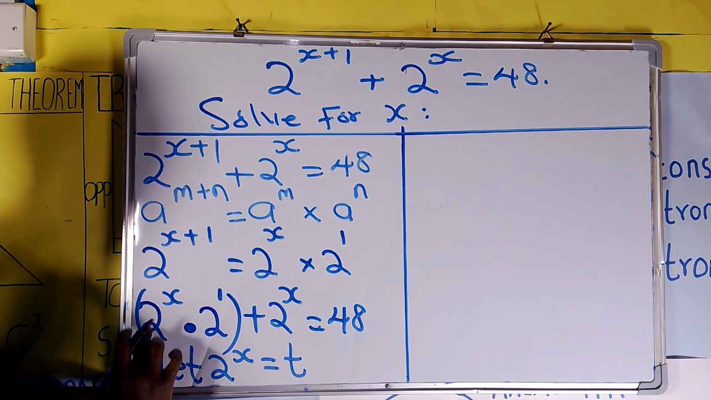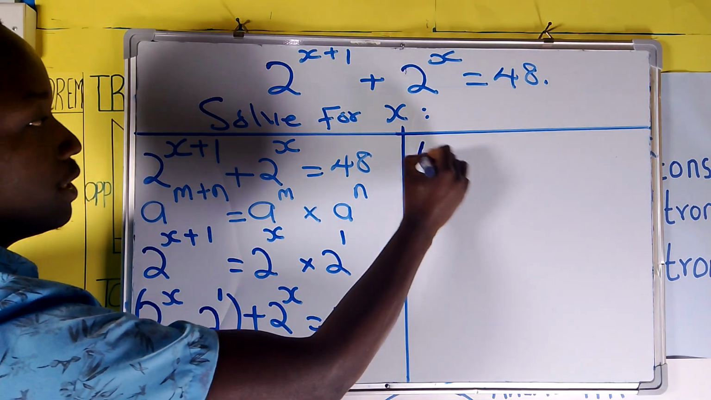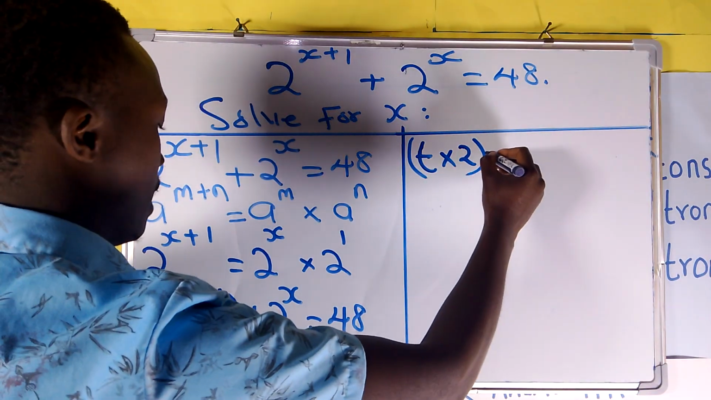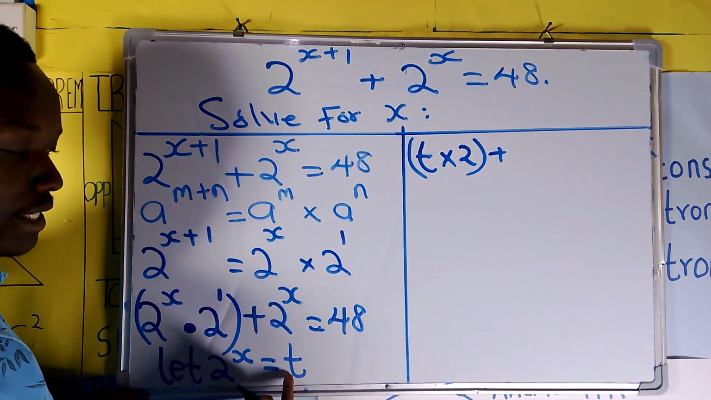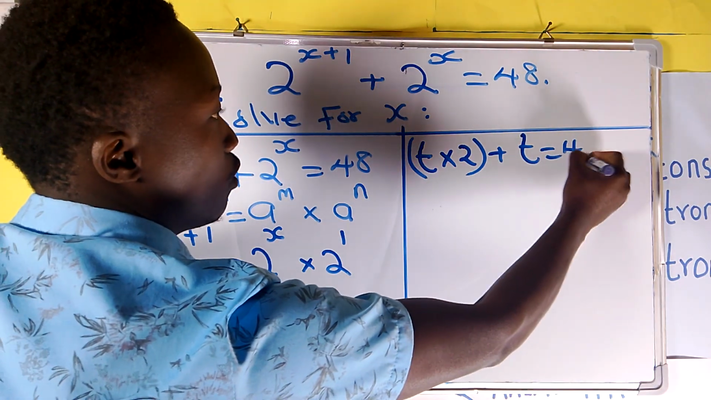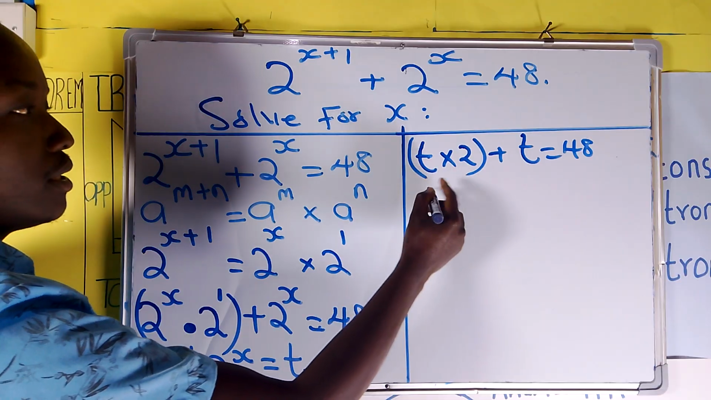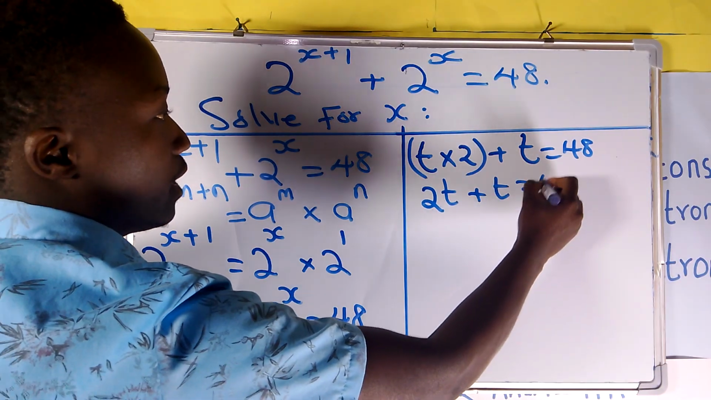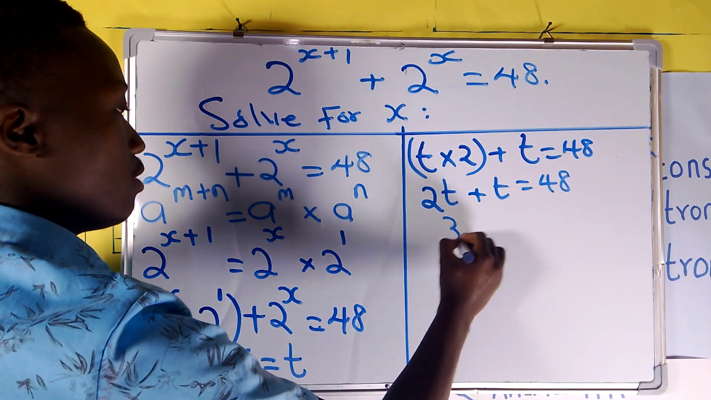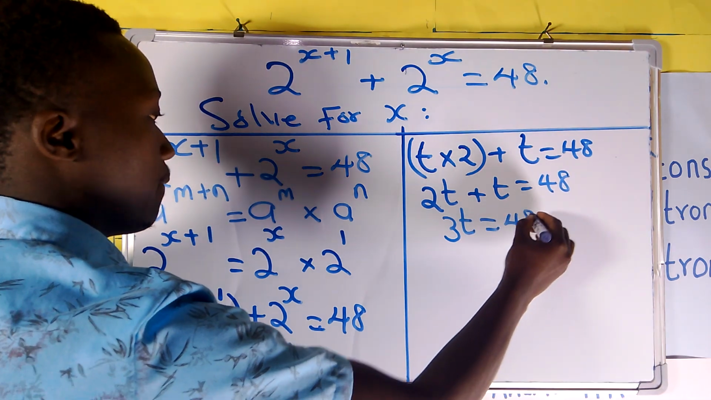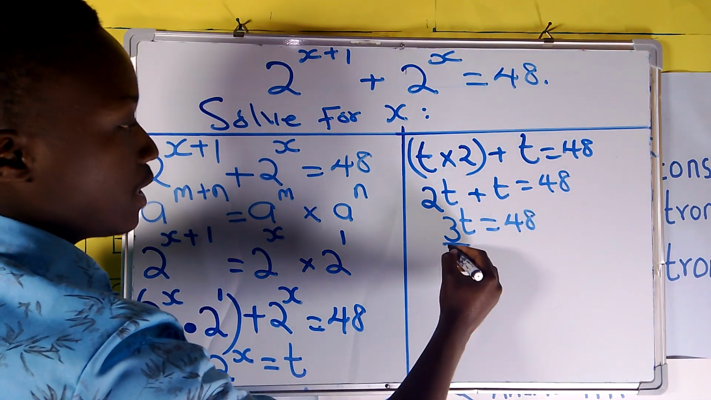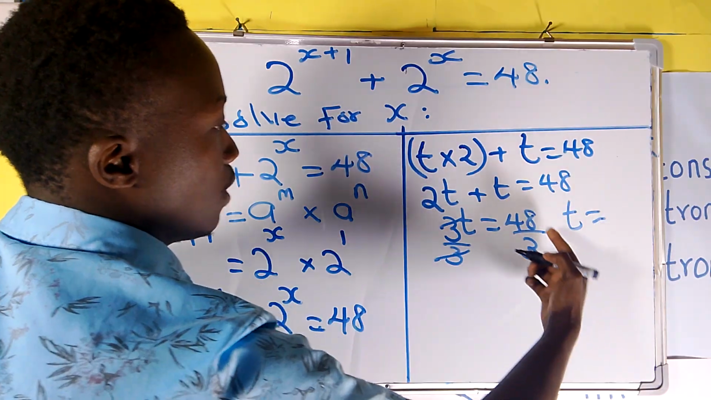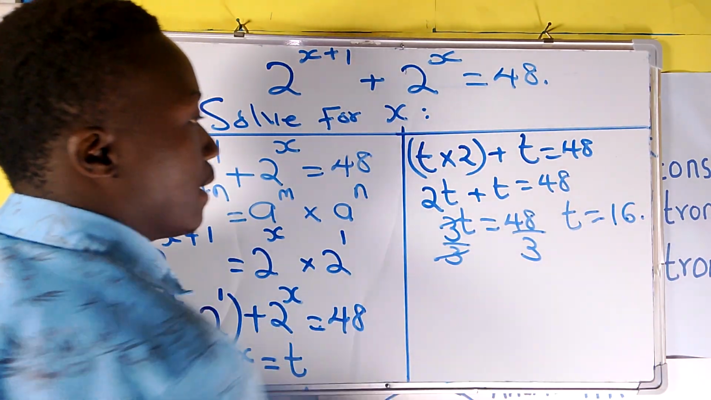So we will replace 2 to power x to be our t. So it will be t multiplied by 2 to power 1, which is 2, then plus 2 to power x, which is t, is equal to 48. So 2 times t is 2t, plus t, is equivalent to 48. 2t plus t is equal to 3t, which is equivalent to 48. For us to get t, we will divide both sides by 3 and we will get our t is equal to 48 divided by 3, which is equal to 16.